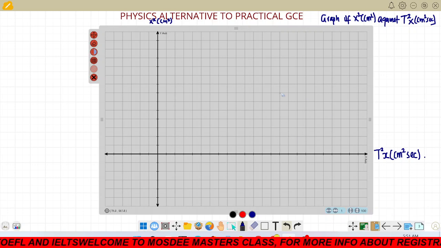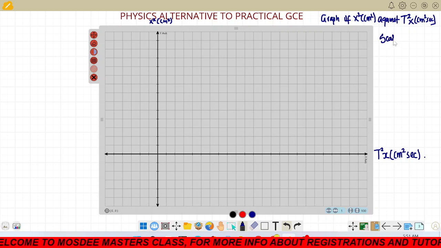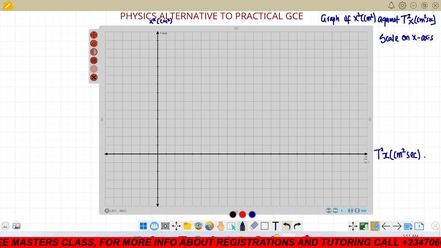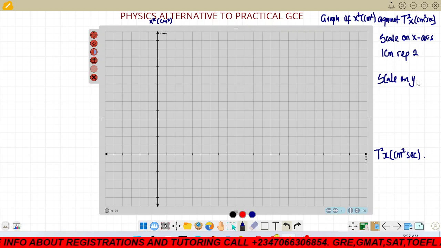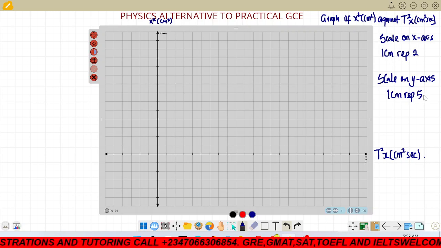I've chosen the scale, so I have to write the scale too. I want to write scale on x axis, scale on y axis. So I'm going to write that here, scale on x axis. X axis is this kind, and here I'm using 1 centimeter to represent 2 units. I hope this will be sufficient. I also have a scale. You can write that one at this side of your graph. Scale on y-axis is 1 centimeter to represent 5 units.